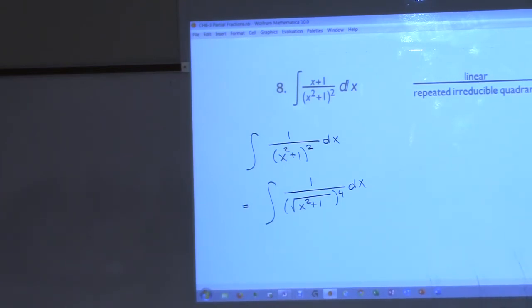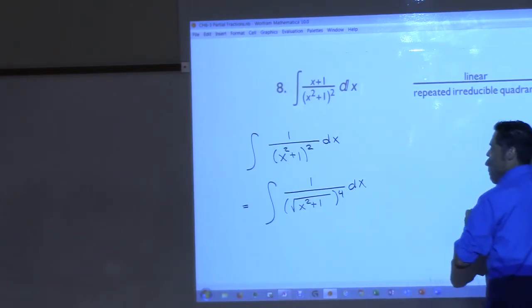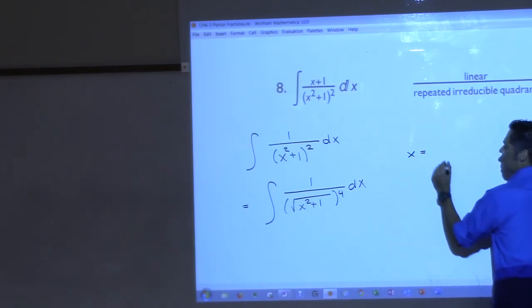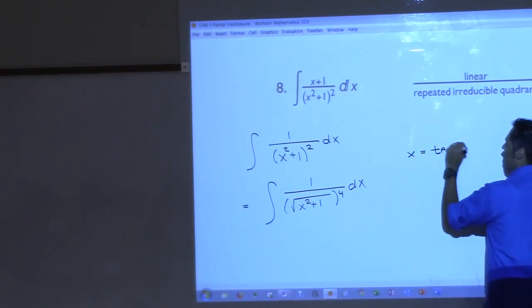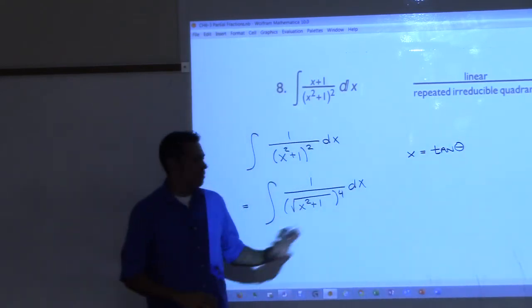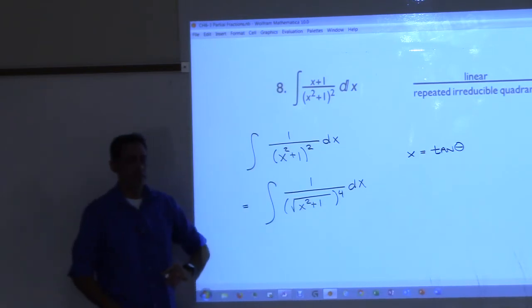All right, so what do we do? Trig sub, what's our trig sub? We're going to replace what with what here? X becomes a tan theta. Now, we do have to be careful because it's a. What's a for us here? 1. So it's just x is tan theta.